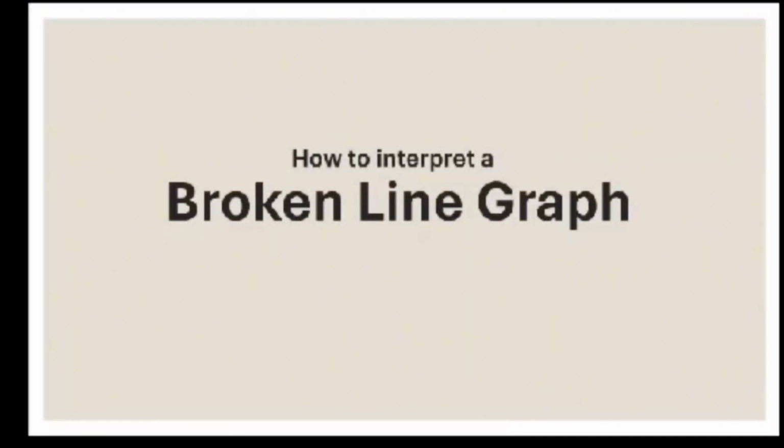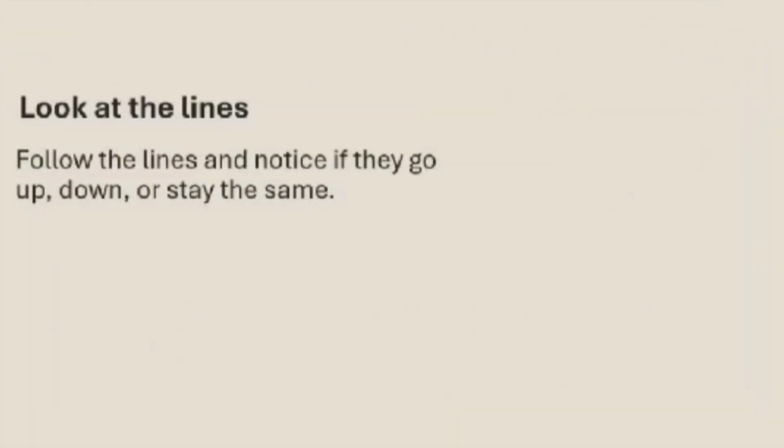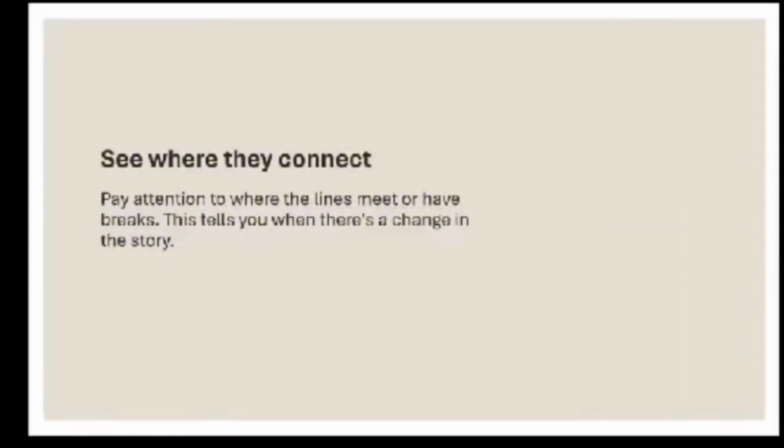To interpret a broken line graph, we must follow these steps. First, look at the lines. Follow the lines and notice if they go up, down, or stay the same. Second, see where they connect. Pay attention to where the lines meet or have breaks. This tells you when there's a change in the story.